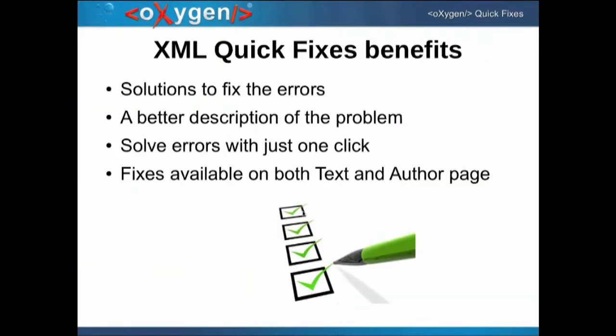So the XML Quick Fixes help you to solve the errors in your document, but offer also a better description of the problem. You can easily understand by seeing also the proposals that are shown, and you can easily understand the solution that can be applied. The modification is applied just by clicking the proposal, and also these fixes are available on both text and author page, so you can use it as you want.